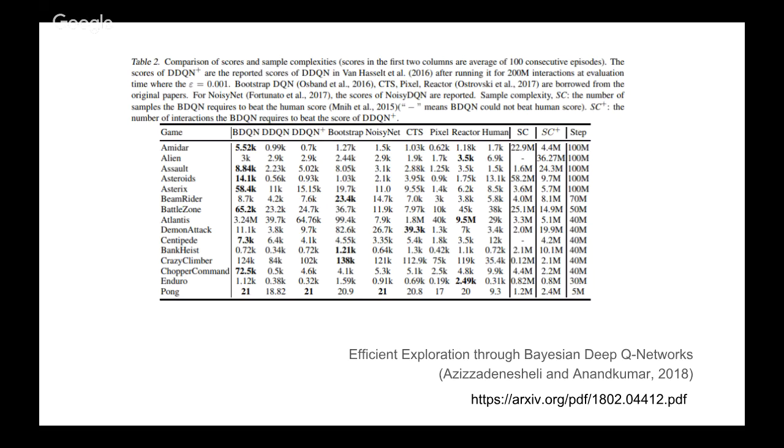So what they're graphing is the reward, right? On the left it is the reward, and on the right are the steps, and sample complexity. I know they had a comparison with DDQN plus. In DDQN plus, they have the scores for running it 200 million times, whereas for theirs it's lower. So they managed to get better results with fewer samples. One of their main propositions was that this is a more efficient approach.